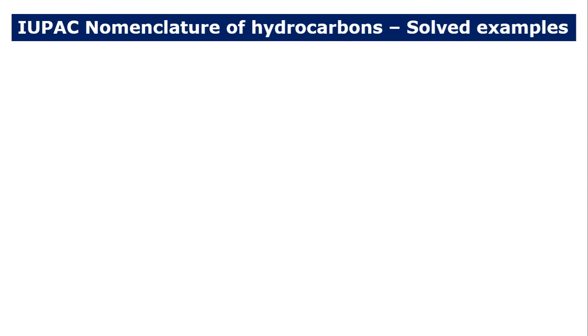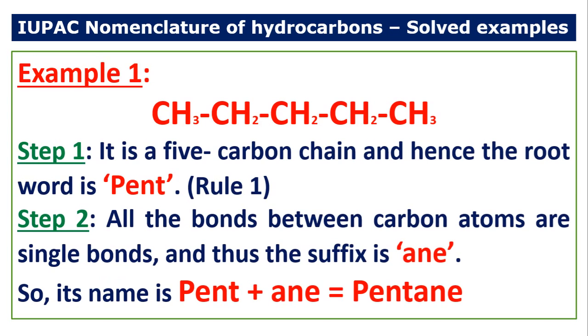IUPAC nomenclature of hydrocarbons using solved examples. What are the components of an IUPAC name? Prefix plus root word plus suffix gives the IUPAC name. Prefix represents the substituent or branches present in the carbon chain. Root word describes the skeleton of the carbon chain, the parent carbon atoms.